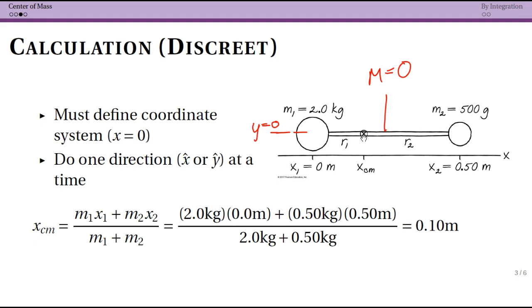Now note that you could have picked a different place to be x equals 0, and you would have gotten physically the same point, but it wouldn't have the same number based on how you defined your coordinate system. So that's why it's incredibly important to define your coordinate system, because a given distance that the center of mass is from the ball on the left will always be the same. But if you just say, hey, my center of mass is at, say, 0.05 meters, well, that's true if you picked this point to be x equals 0, but it's not true if you picked any other point. So make sure you define your coordinate system.